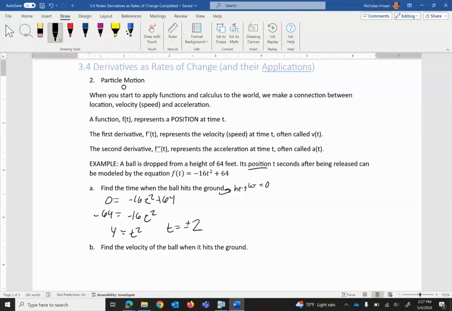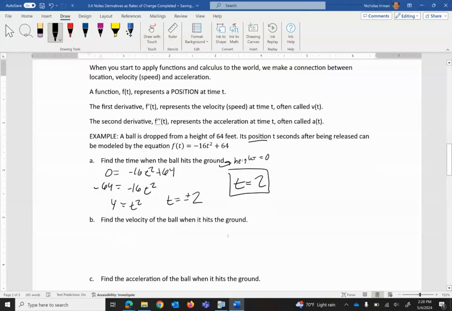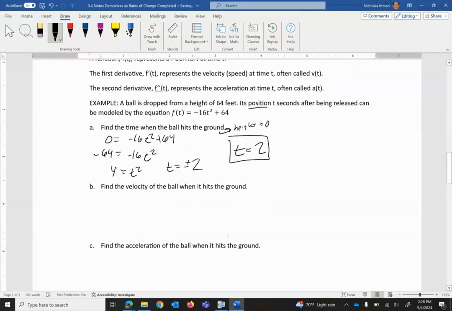Well, this is the math physics issues. I hope we know that we can't have a negative time. So 2 seconds. It would take 2 seconds for this ball to hit the ground. All right, find the velocity of the ball when it hits the ground.